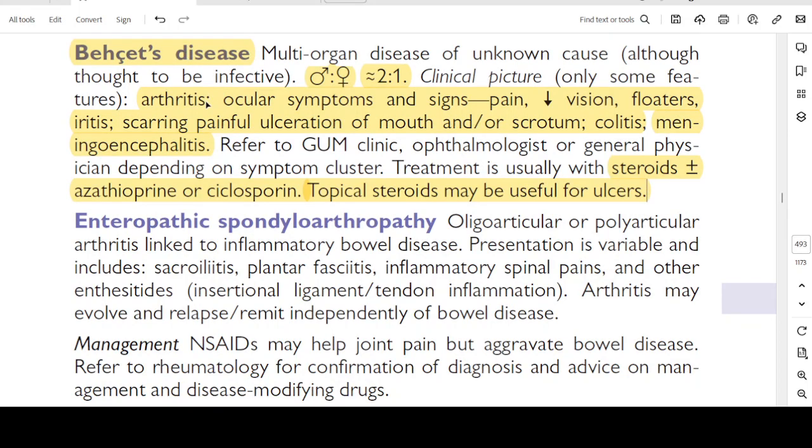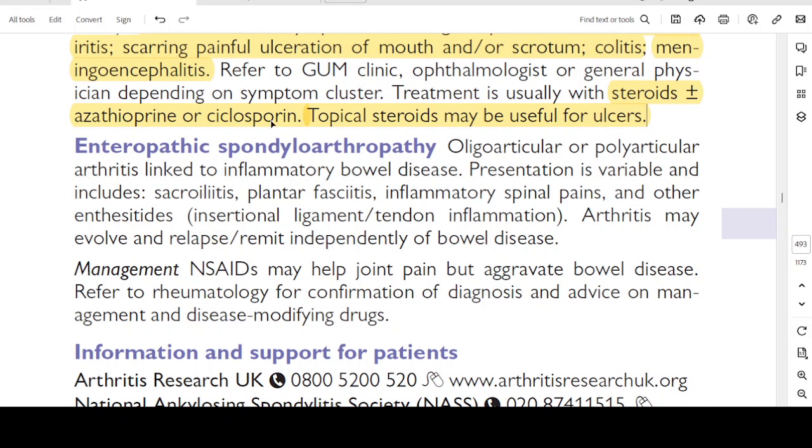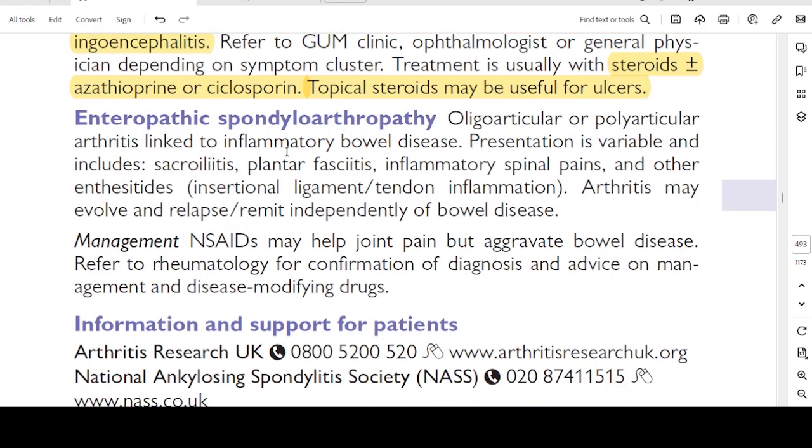So in Behçet's disease there will be arthritis, plus ocular symptoms and other signs of pain, reduction of vision, floaters, iritis, scarring, painful ulceration of the mouth or the scrotum, and colitis and meningoencephalitis. So when you have genital symptoms, refer to the GUM clinic. If iritis or floaters are present, refer to an ophthalmologist and general physician depending upon the symptom cluster. Treatment is with steroids and azathioprine or cyclosporin, and topical steroids may be useful for ulcers.